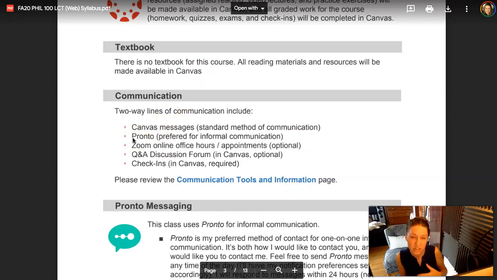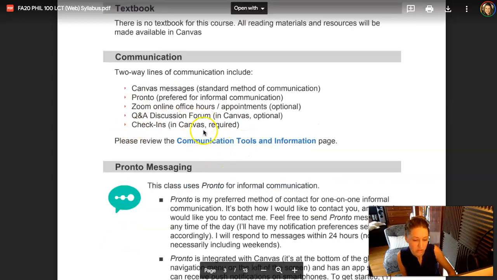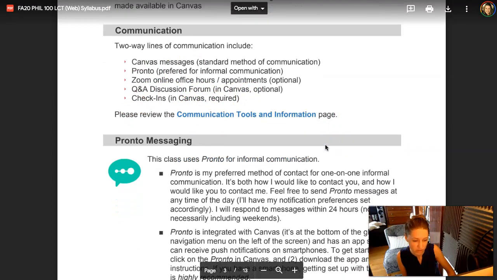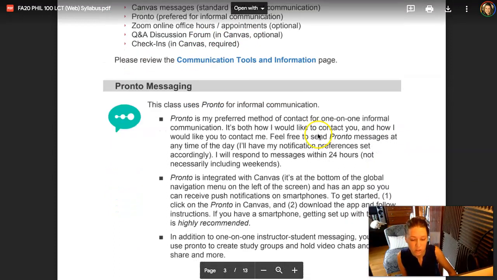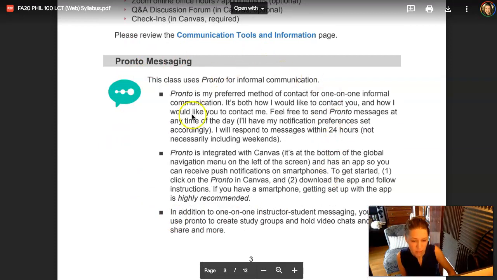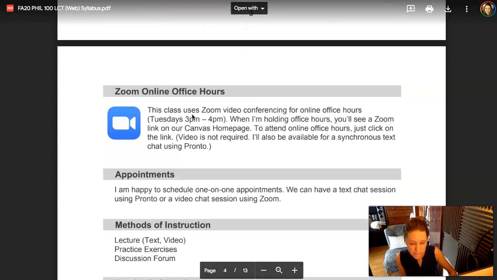My second choice would be a Canvas message. That's totally fine. My last choice would be an email. I also am going to hold Zoom office hours. There's a Q&A discussion forum, and there's something called check-ins, more on that later, which will be another way that we can stay in touch. So please do read this communication tools and information page. It's got more info about how we're going to be in touch. So there's some info about Pronto messaging in the syllabus. I'll create another video for that.